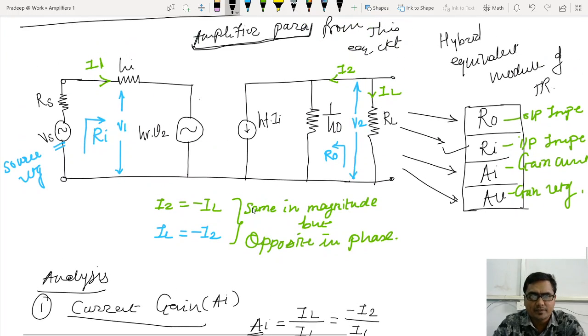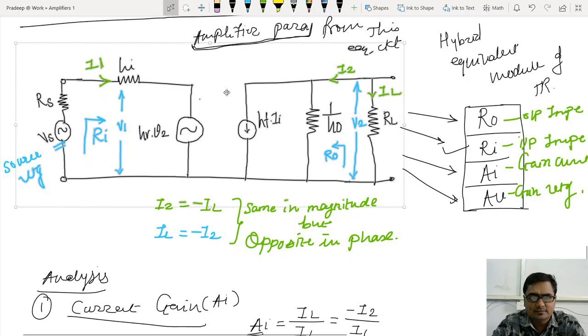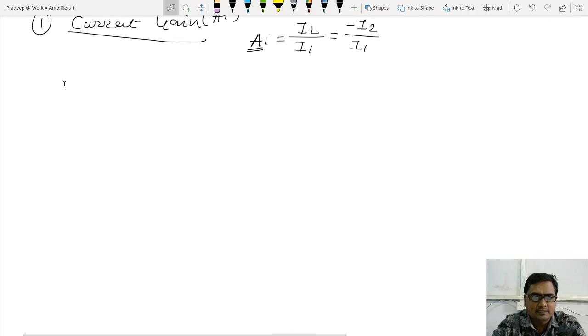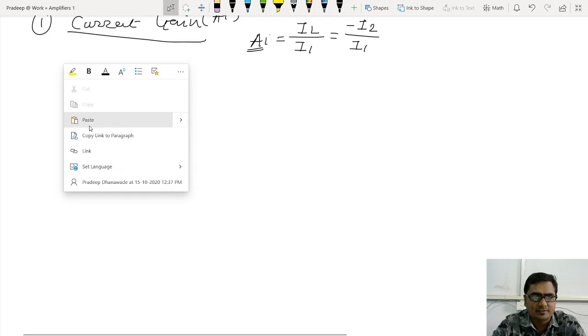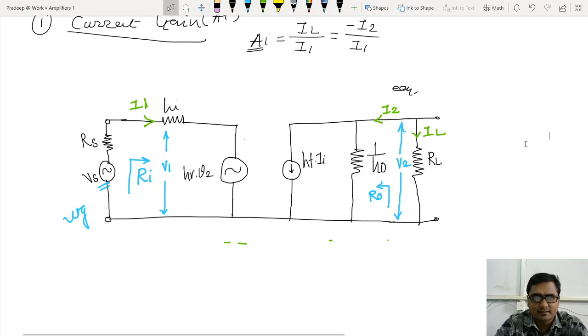This circuit. Can I copy this circuit? Let me check whether it is possible. Yes, it is possible. And let me copy the complete circuit so that it will be easy for us to understand the same circuit at the same instant. Okay, let me paste it. Now observe this circuit. What is my aim?